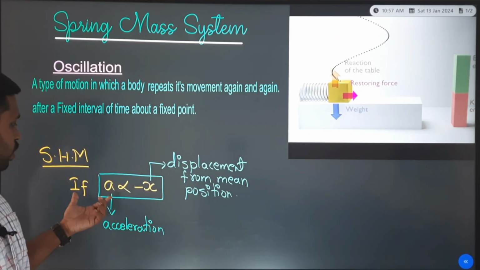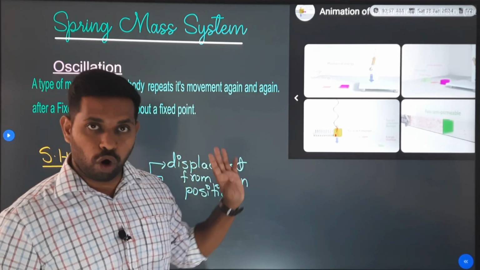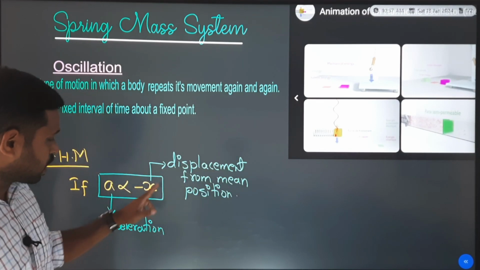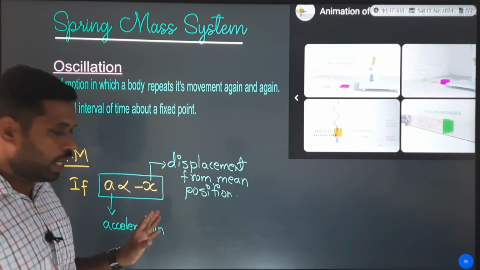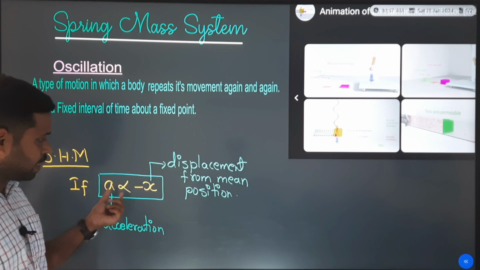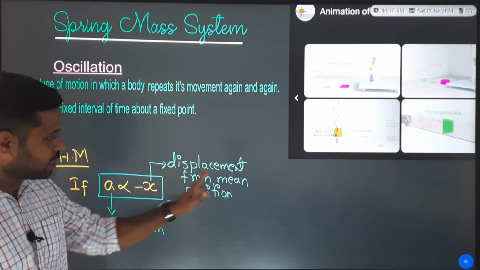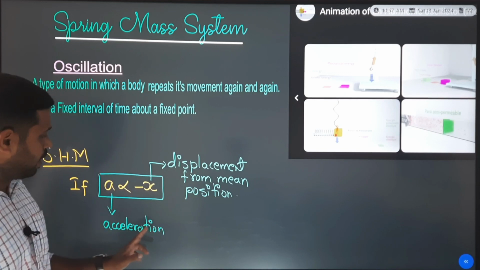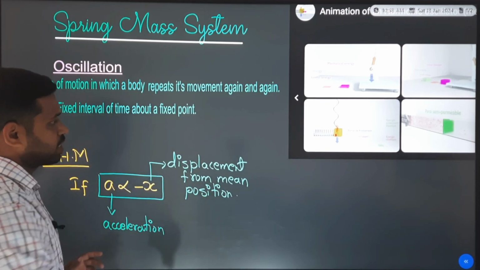In simple harmonic motion, the acceleration of the oscillating body is directly proportional to its displacement from the mean position. The acceleration is directly proportional to its displacement from the mean position. Here x is the displacement from the mean position and a is the acceleration. We will try to understand that in the next slide.